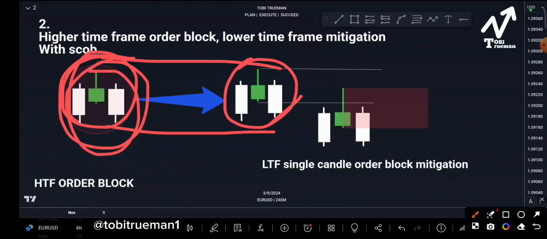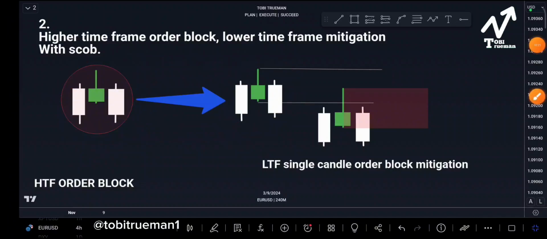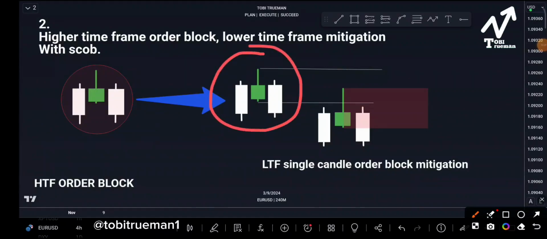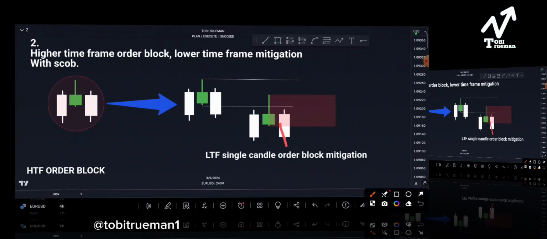This is the higher time frame order block. Then we come to the lower time frame. In that particular range, we now see that there's an order block there that has not been mitigated, another block that has FVG, all those things. Now this order block, when price is coming to it in the lower time frame, we want price to tap into this order block. When price taps on it, it gives us a single candle order block. Then we wait for the next candlestick to close below it.